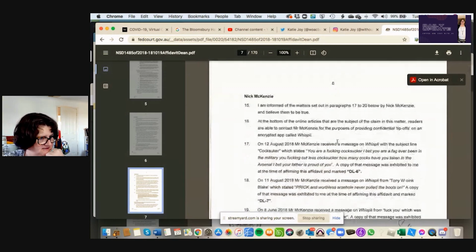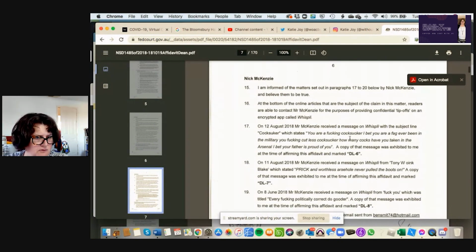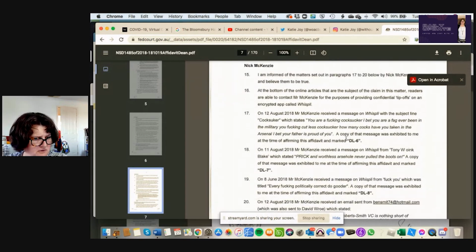I am informed of the matters set out in paragraphs 17 to 20 below by Nick McKenzie and believe them to be true. At the bottom of the online articles that are the subject of the claim in this matter, readers are able to contact Mr. McKenzie for the purposes of providing confidential tip-offs on an encrypted app called Whispli.